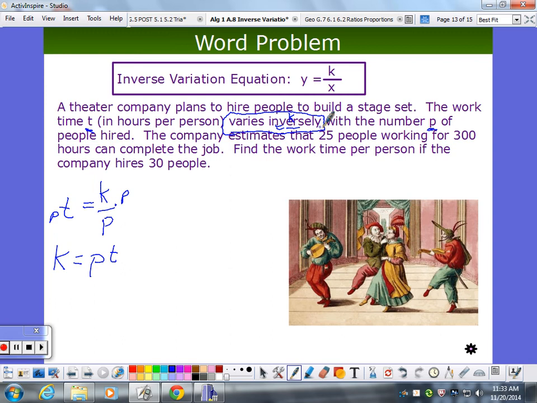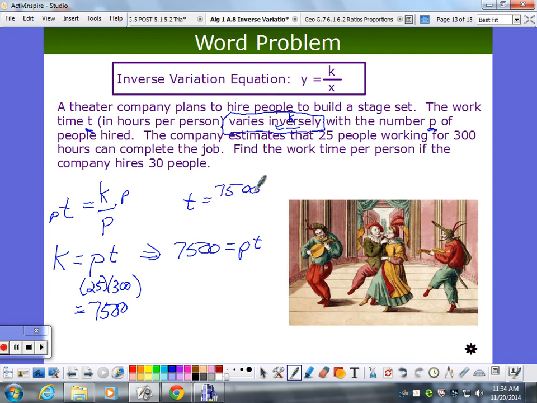The company estimates that 25 people working for 300 hours can finish the job. 25 people for 300 hours. You're always going to be multiplying. These are a little bit easier. What is 25 times 300? 7,500. So now I've got 7,500 equals PT, and I'm going to leave it in this form. You could write it the other way, but I find leaving it like this is a bit easier, because they're going to give you people, or they're going to give you time next. Let's see what they give us.